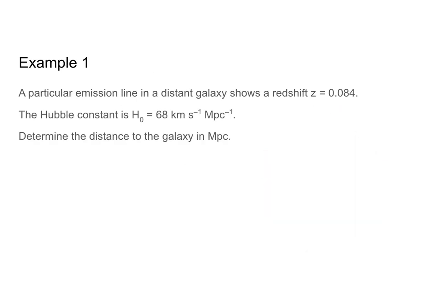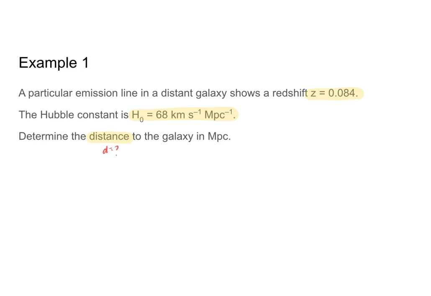So now let's take the time to do an example problem. A particular emission line in a distant galaxy shows a redshift z of 0.084. The Hubble constant is given below, and we need to figure out the distance to the galaxy. So d equals question mark.